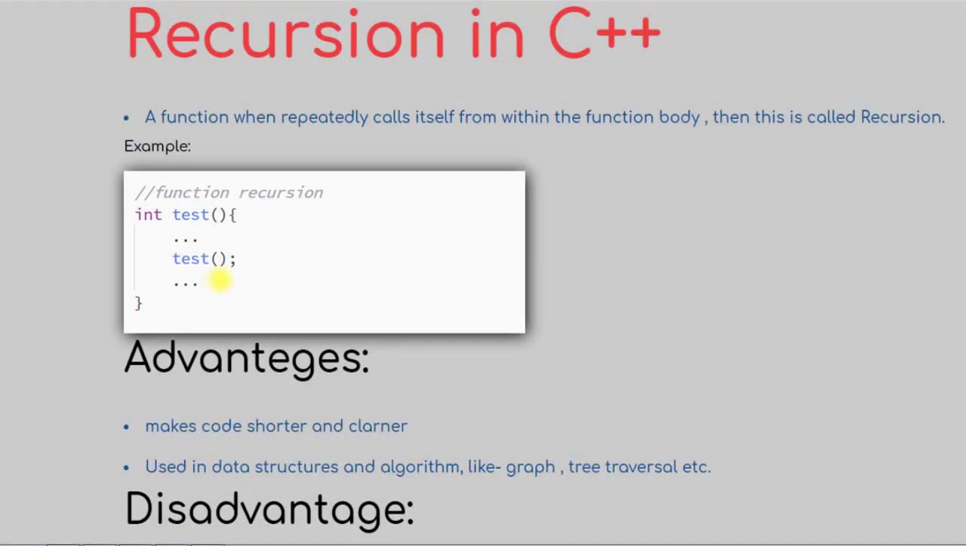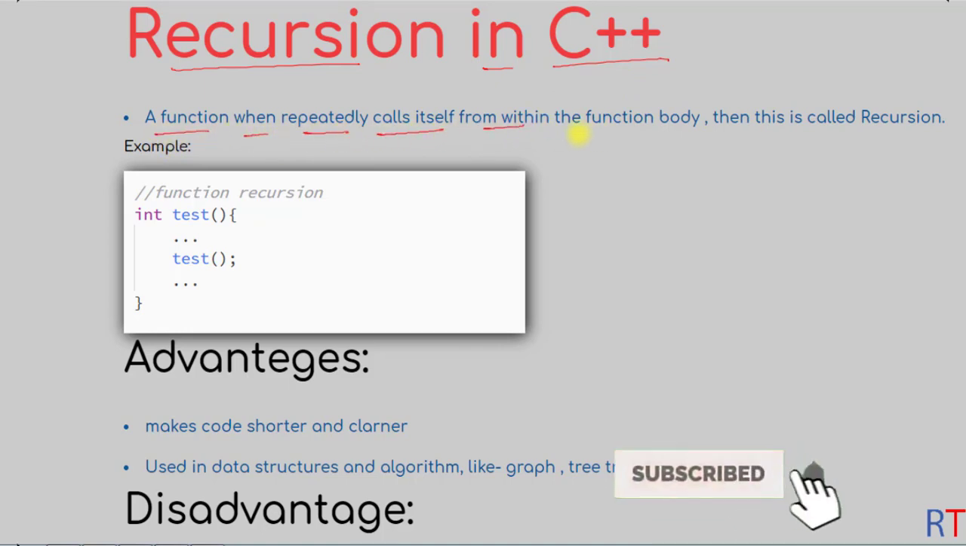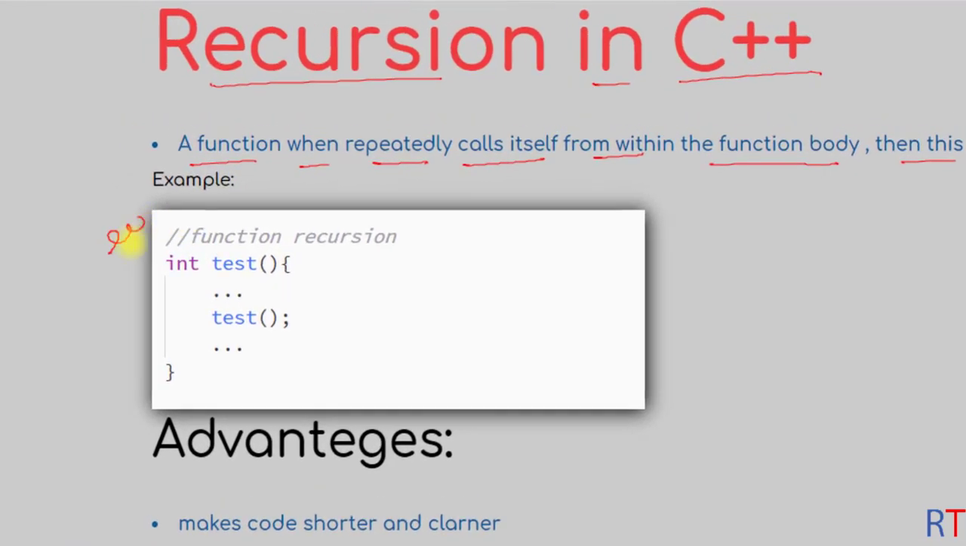Hey, what's up guys? In this video we're going to talk about recursion in C++ programming. When a function repeatedly calls itself from within the function body, this is called recursion. As an example, here we have one function called test, and the function is calling itself from within the function body. So this is one example of recursion.